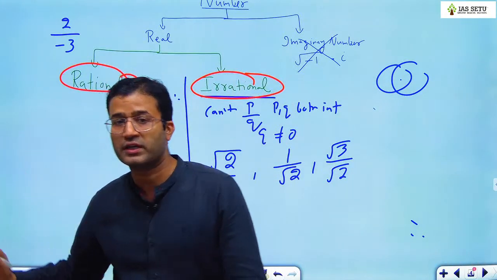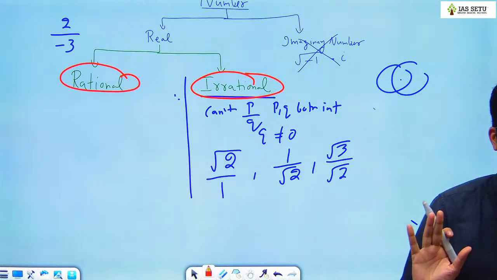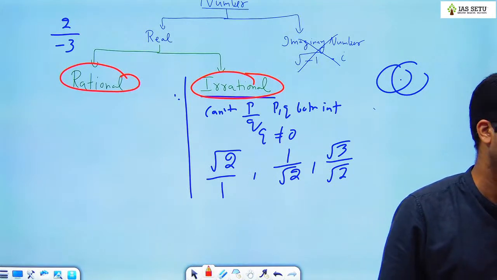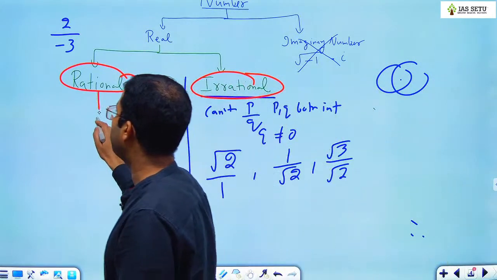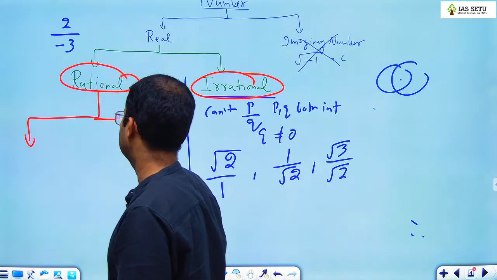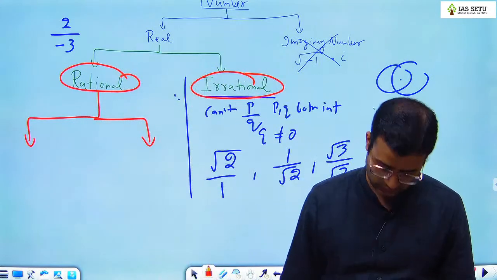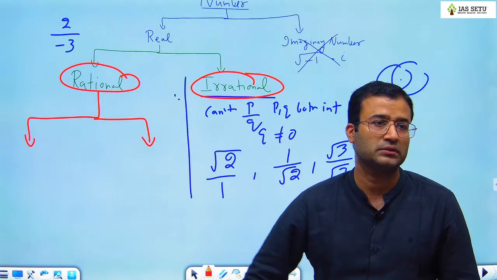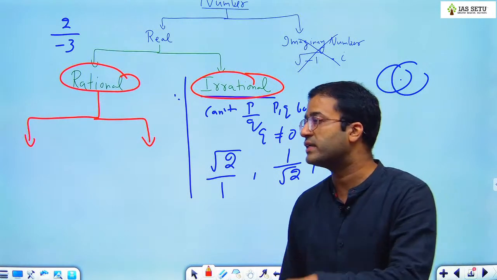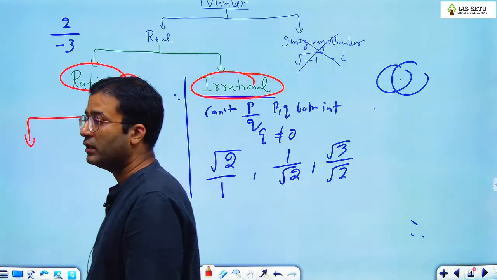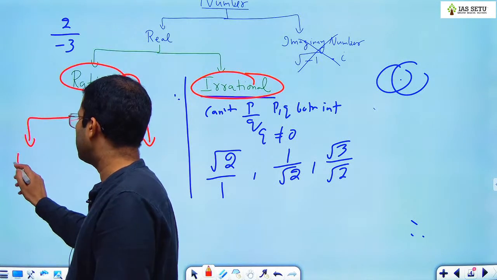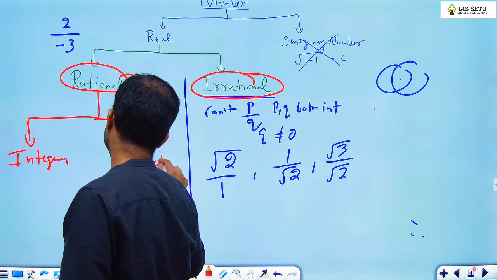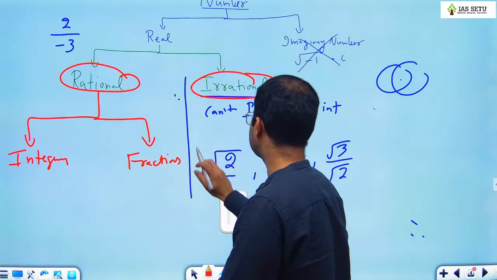Category 1 or category 0 students, any doubt? Real numbers we divide in two parts, rational and irrational. Rational numbers we further divide in two parts. Can anyone tell me, into which parts will we divide rational further? Decimal, okay, but better would be integers and fractions. So you write integer and fraction.